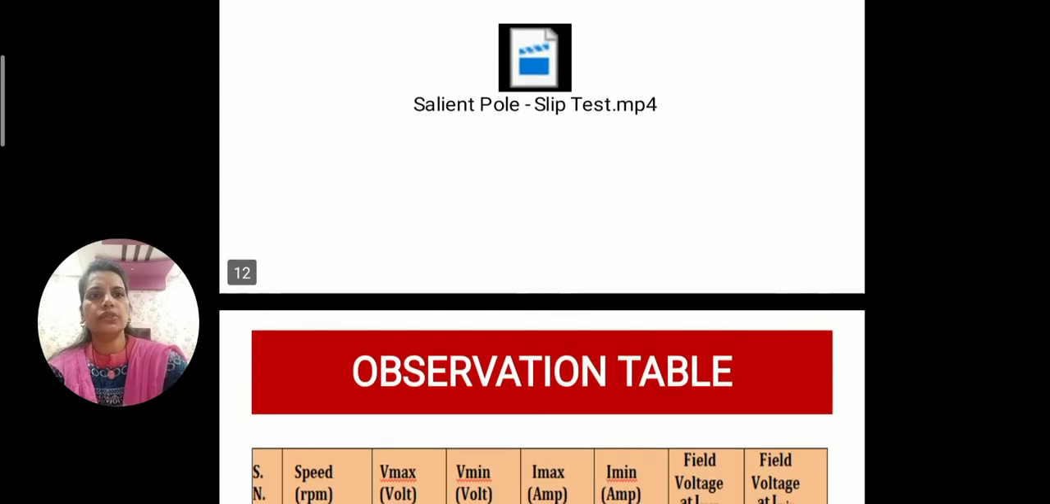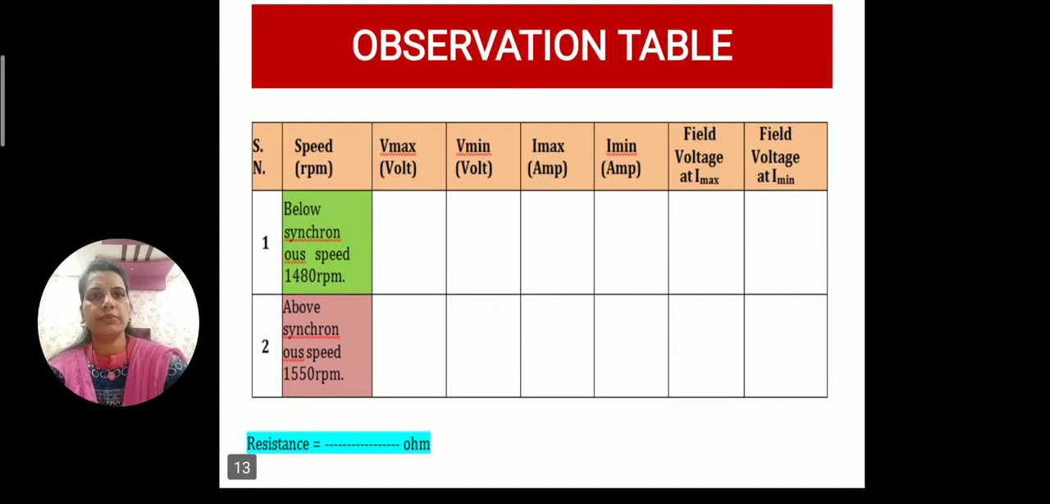After that, the observation table. What we have to calculate, what is your objective, what is your aim: here we are going to calculate Xd and Xq by using the slip test. The slip test is simply used to determine Xd and Xq. In the observation table, first speed, after that Vmax, Vmin, Imax, Imin, field voltage at Imax and field voltage at Imin, correct.